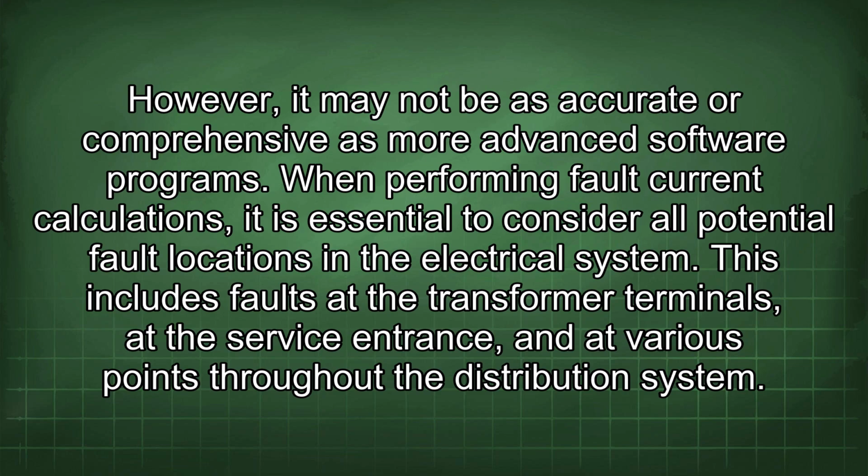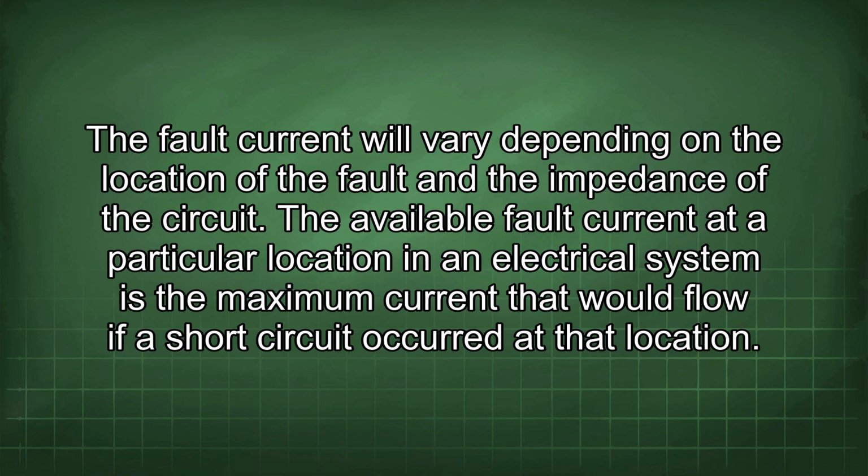When performing fault current calculations, it is essential to consider all potential fault locations in the electrical system. This includes faults at the transformer terminals, at the service entrance, and at various points throughout the distribution system. The fault current will vary depending on the location of the fault and the impedance of the circuit. The available fault current at a particular location in an electrical system is the maximum current that would flow if a short circuit occurred at that location.